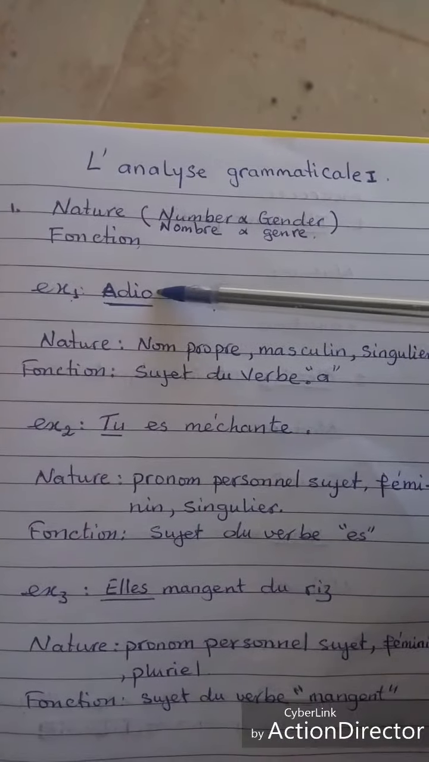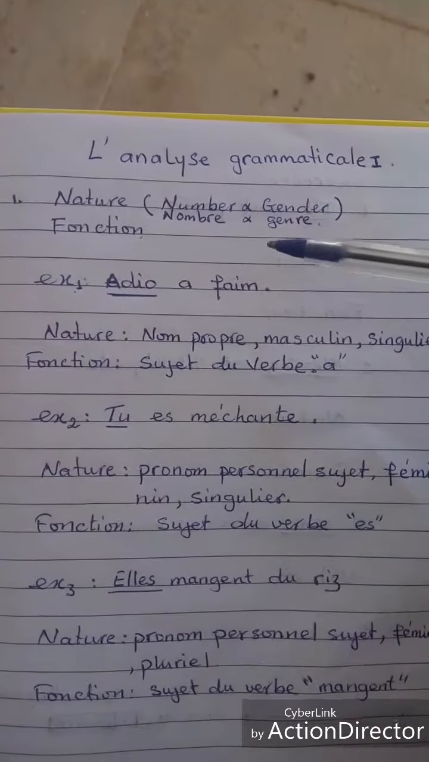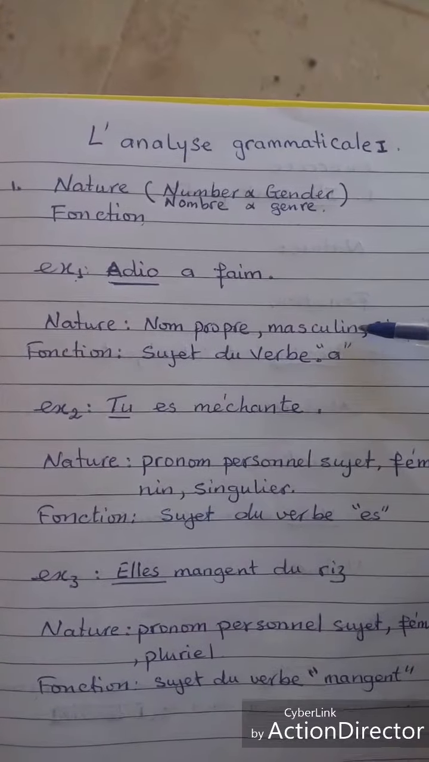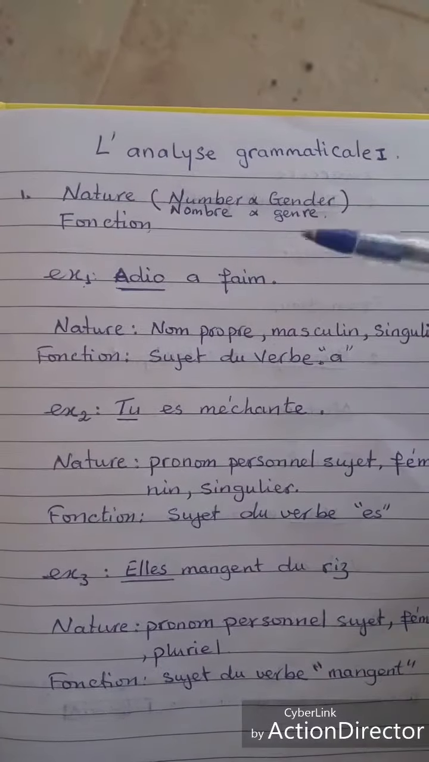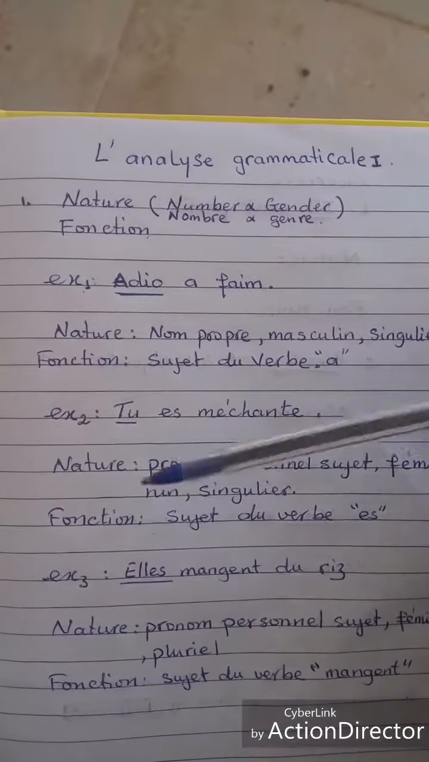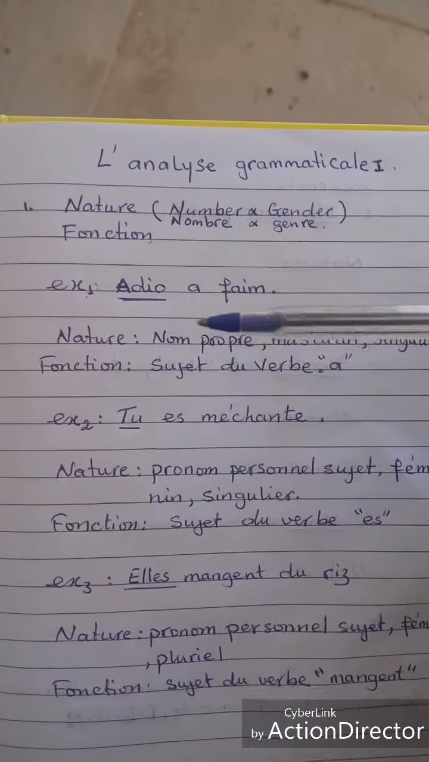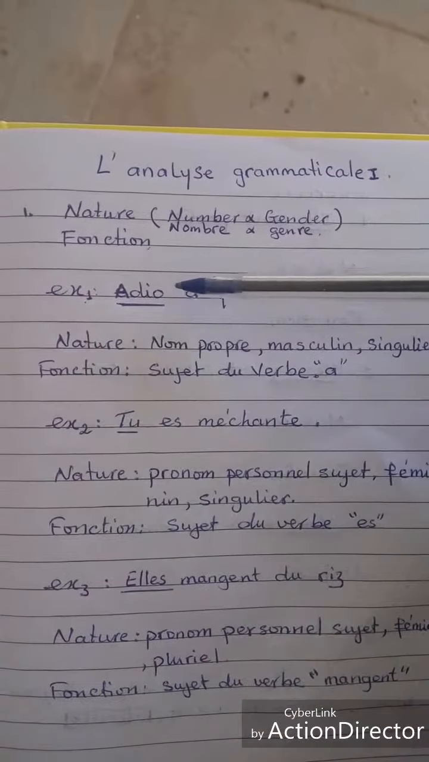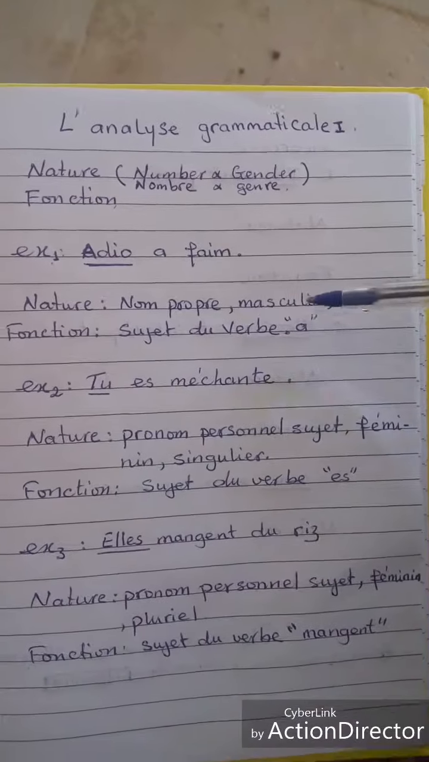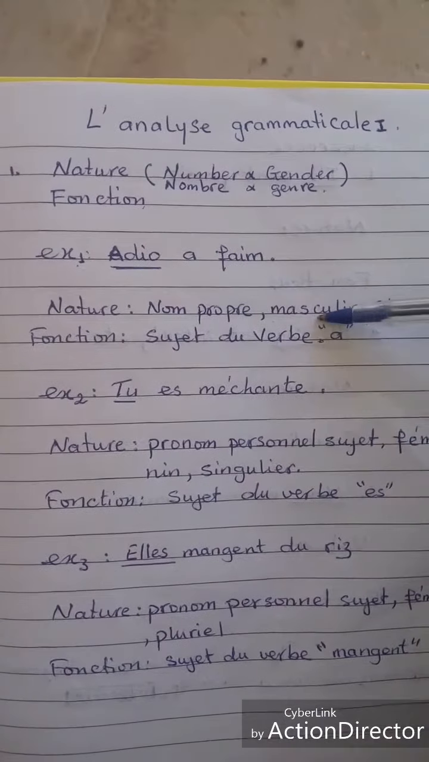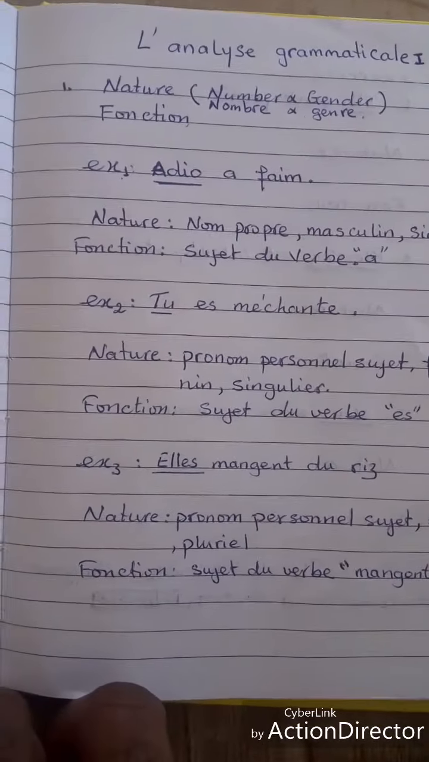So any noun that you know is a human being, this is how you put the nature. Like if I take Messi, Messi is a human being. What else? Mary, Aruna, and so on. But please be careful, because Adio is masculine, that's why we wrote masculin. If Adio was feminine, we would have written féminin. Are we together? Yes.